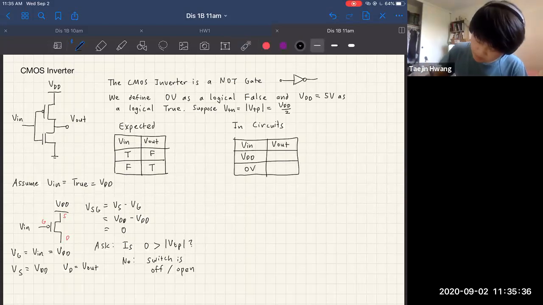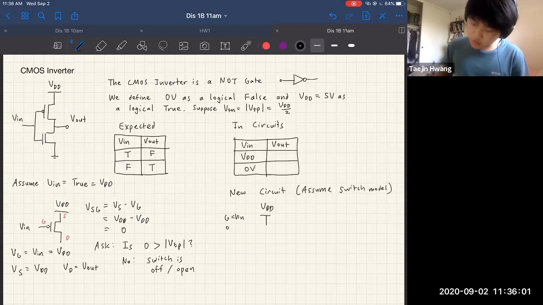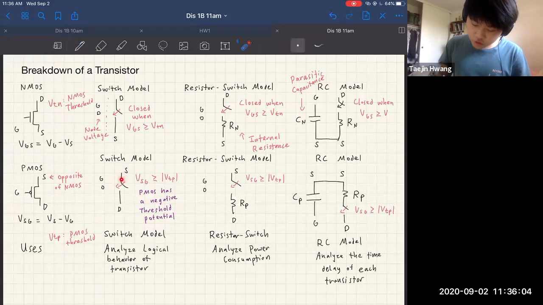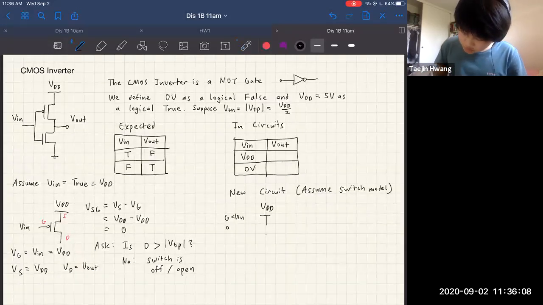Anyway, since the switch is open, we can just draw our circuit, which will look something like this. We have the gate just floating, which is equal to Vn. And then here I'm going to assume the switch model. The switch model tells us that if the switch is open, we just have an open circuit here.